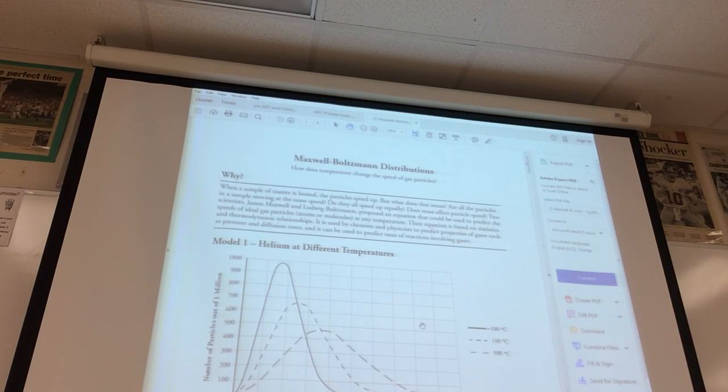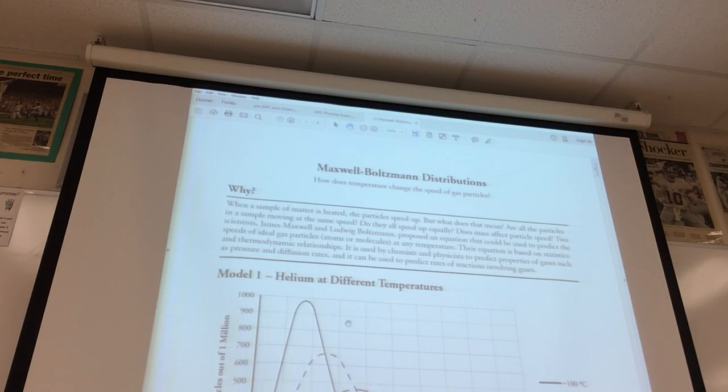All right, when a sample of matter is heated, the particles speed up. But what does that mean? Are all particles in a sample moving at the same speed? Hang on. Do you think they're all moving at the same speed if it's heated up? No, because they have different... No, it's the same particle, so it's all helium, and you heat it up. Does every molecule of helium move at the same speed? Let's see. Keep reading. Do they all speed up equally? Does mass affect particle speed?